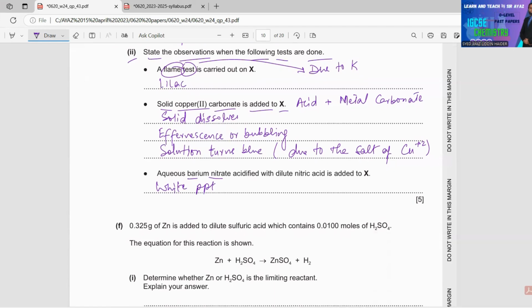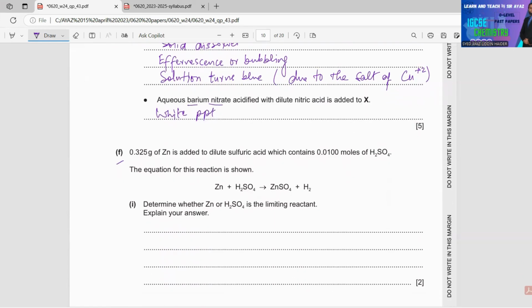Part F. 0.325 gram of zinc is added to dilute sulfuric acid, which contains 0.01 moles of H2SO4. The equation for this reaction is shown: Zn plus H2SO4 gives ZnSO4 plus H2. Number 1, determine whether Zn or H2SO4 is the limiting reactant.